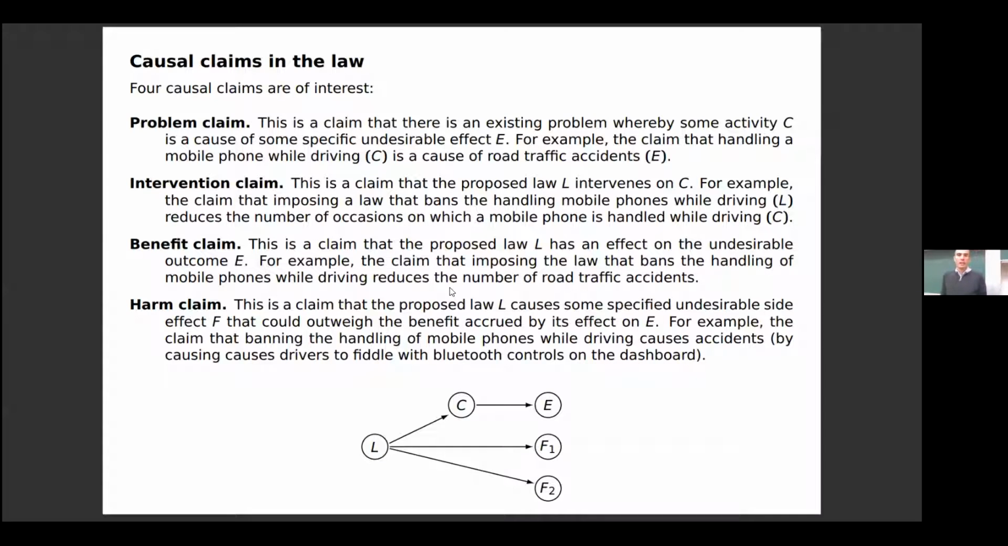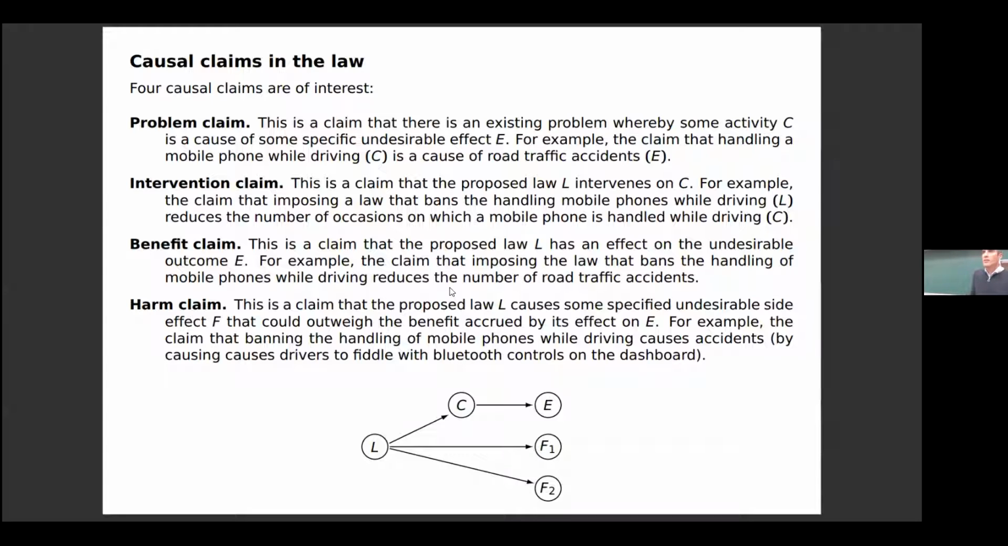Not altogether clear. The second kind of claim that we need to look at is the claim that the proposed law does intervene on the problematic activity as we might hope it would. For example, does a law that bans the handling of mobile phones while driving reduce the handling of mobile phones while driving? That's also not obvious and needs assessment.